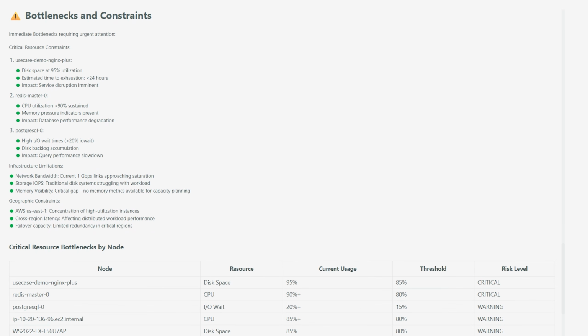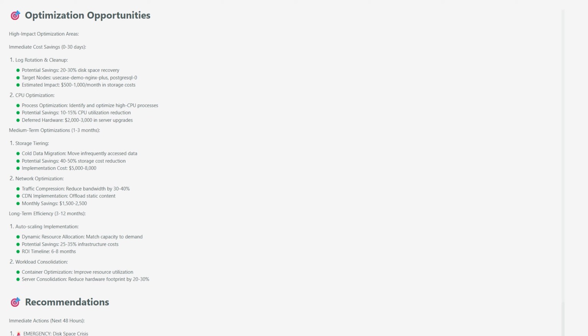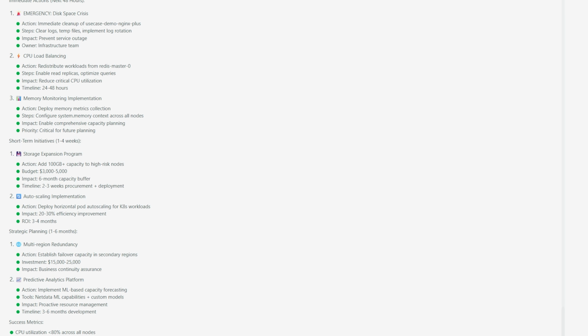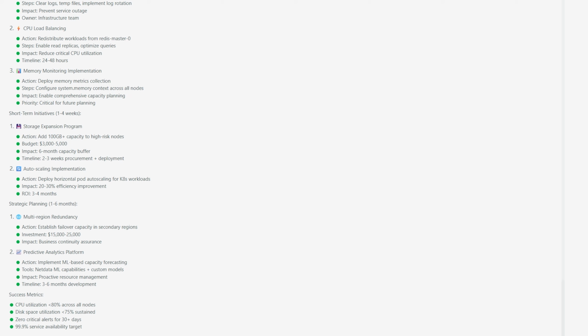On bottlenecks and constraints, we can see for each metric what slows down the infrastructure, what is close to being saturated. Then we get a list of optimization opportunities within the first 30 days, the first 3 months, and then the rest of the following year of what we can do to better improve our infrastructure. And finally, on recommendations, we get a consolidated list of what we should do to take care of the crisis that is happening on our infrastructure.